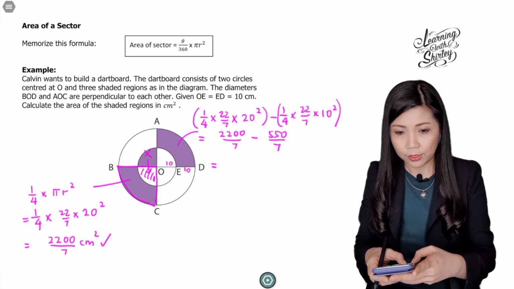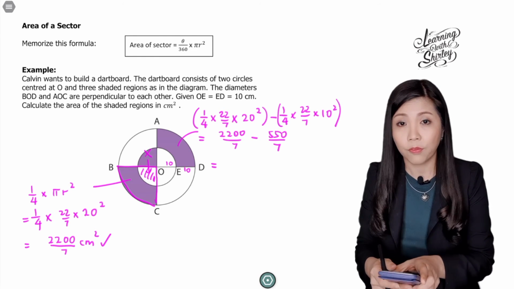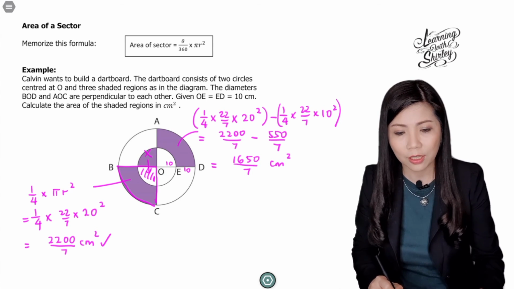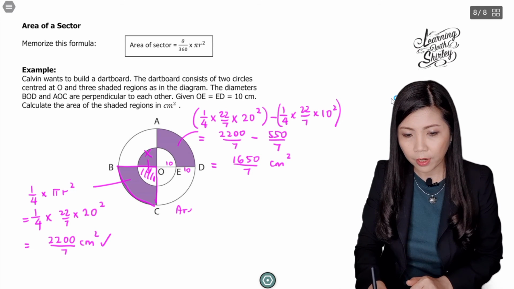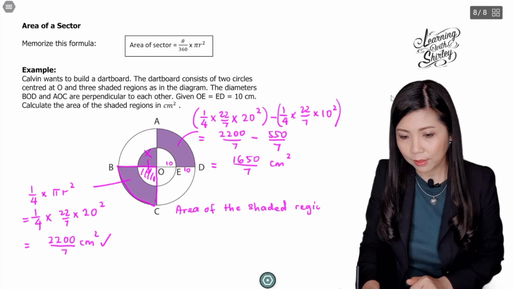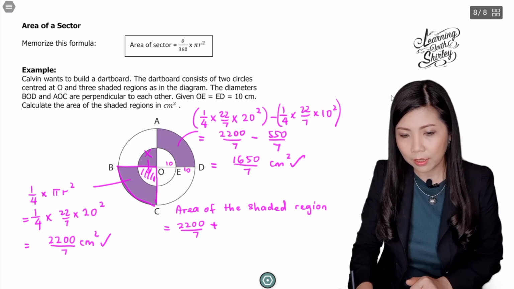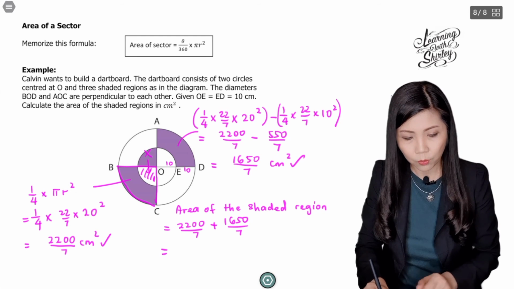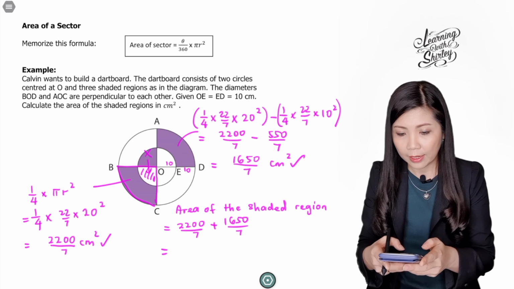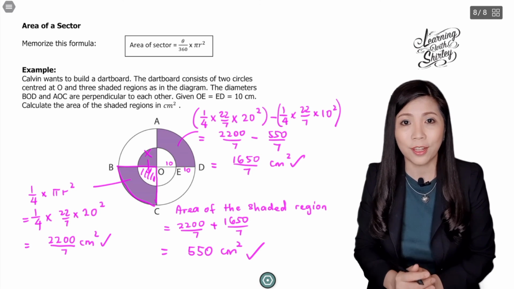Okay, let's work this out. 2,200 over 7 minus 550 over 7. Then we'll get a fraction, okay, which is 1,650 over 7 cm squared. Okay, so now we can answer the question. Okay, calculate the area of the shaded region. So therefore, the area of the shaded region is equals to, okay, I'm going to add this 2,200 over 7 plus this one, 1,650 over 7, and then we will get, okay, let's work this out. So 2,200 plus 1,650, then the whole thing divided by 7, so we get 550. Okay, so 550 cm squared, and this is the final answer.